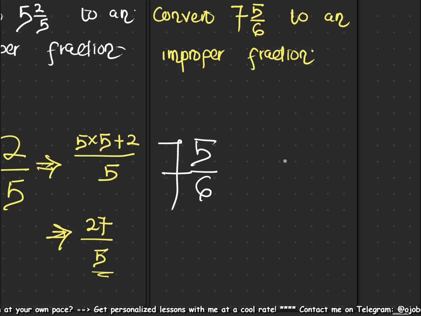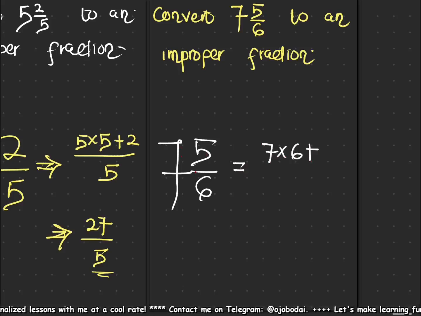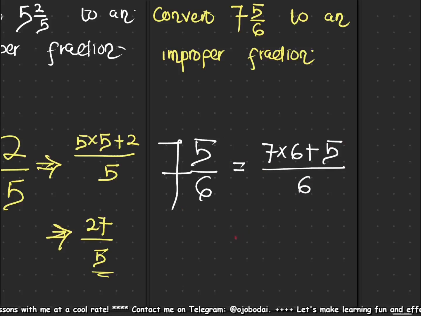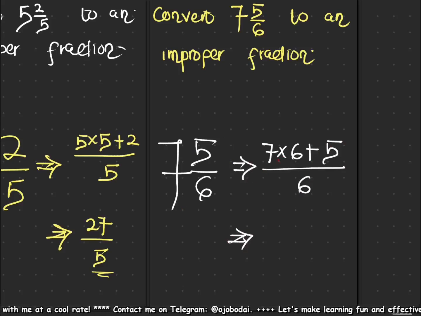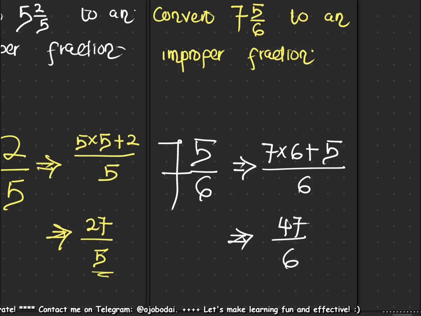Okay. So 7 times 6. We know that gives us a what? 42. All right. So we have 7 times 6, then plus this numerator, 5, all over 6. You see? And 7 times 6 gives us 42. So 42 plus 5, giving us a 47. So we have 47 over 6.